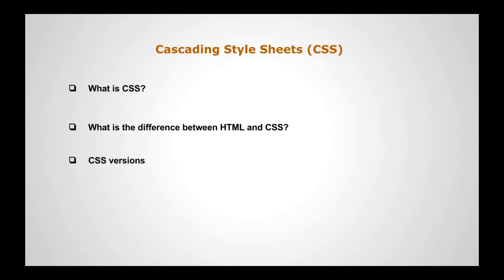CSS went through the following versions or standards. We have CSS1, CSS2, and finally CSS3. And CSS3 is the latest standard. CSS3 adds lots of new features such as rounded corners, drop shadows, text effects, and other useful features.